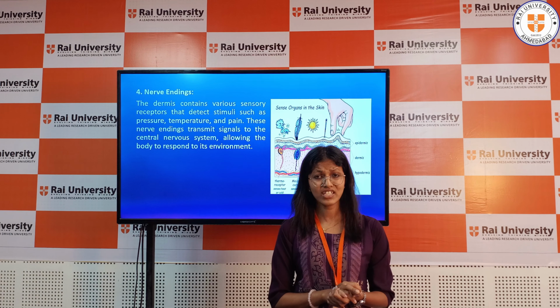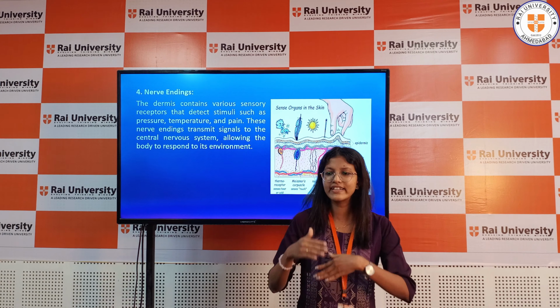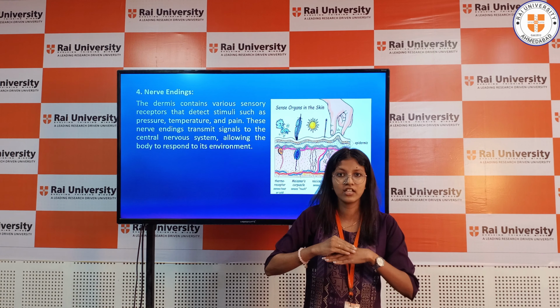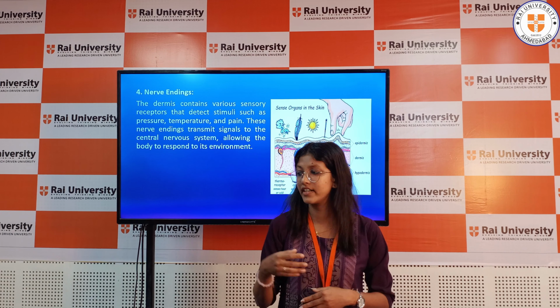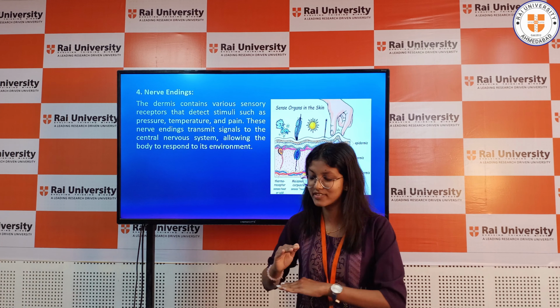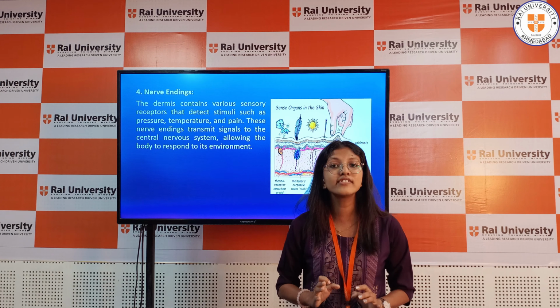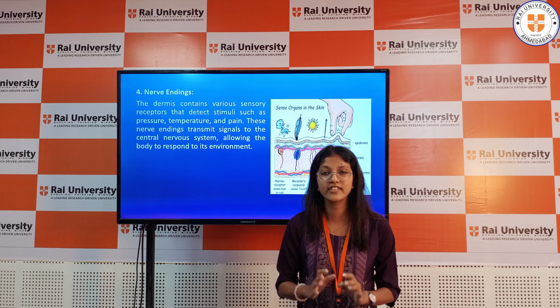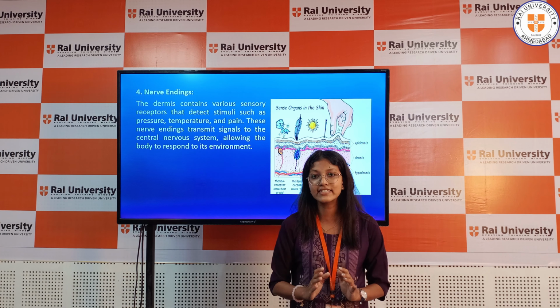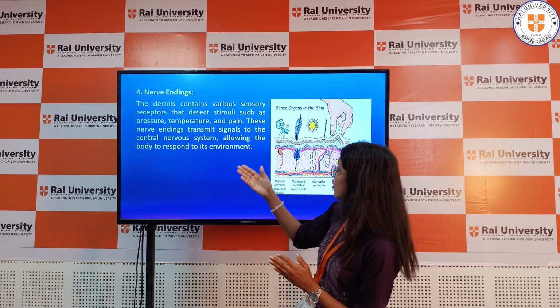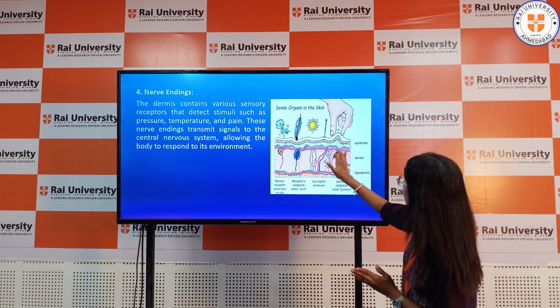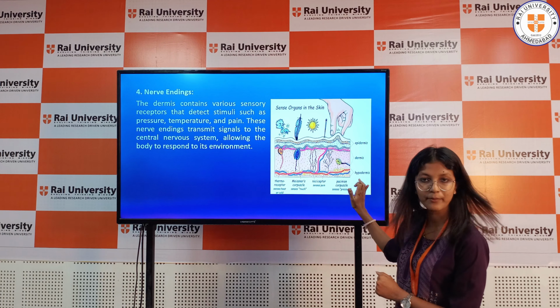If somebody touches us, then we are able to understand that the person touched us, right? For touch, pain, all those sensations, we are able to understand them because we have nerve endings in our skin. So there we can see epidermis, dermis, and hypodermis, right?